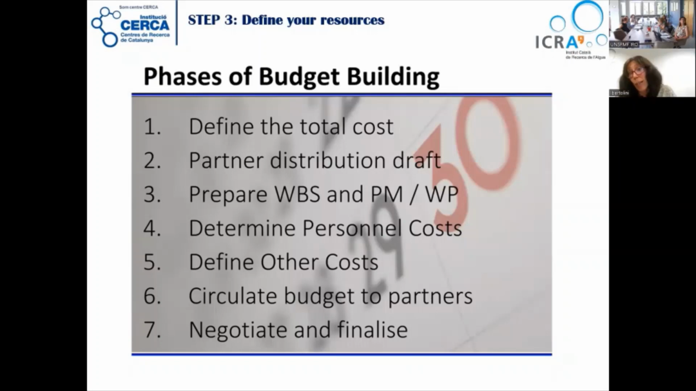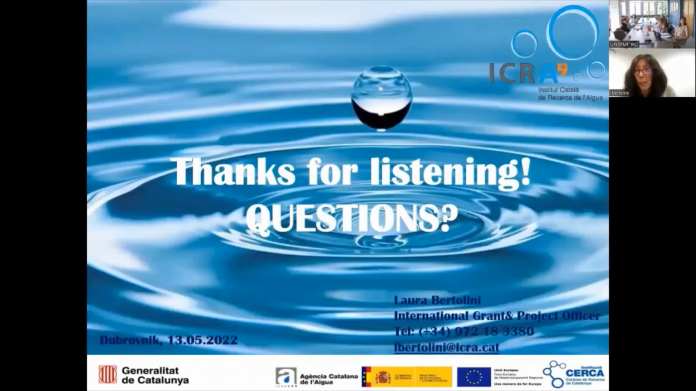Then, of course, the last 2 steps are to circulate the budget to the partners and see if the partners agree, or they might need something more, something less. Something less is very rare. And then you negotiate and finalize your budget. So, this brings me to the end of my presentation, which has been a little bit shorter than the first one. And well, if you have any questions.